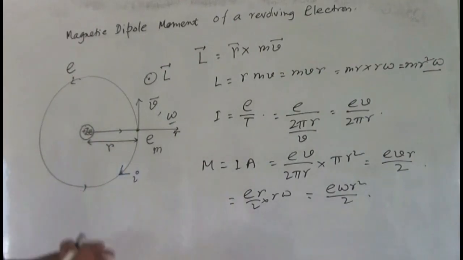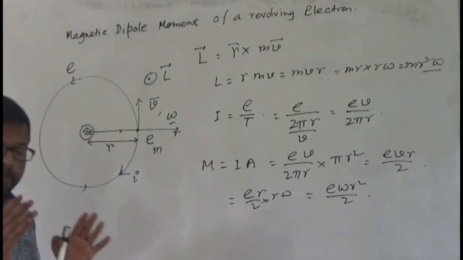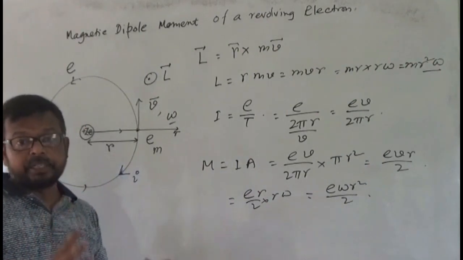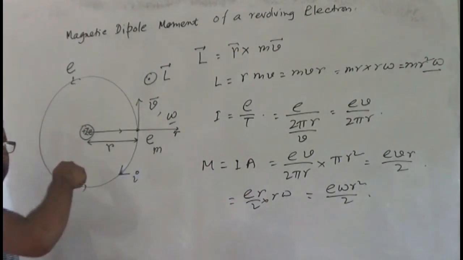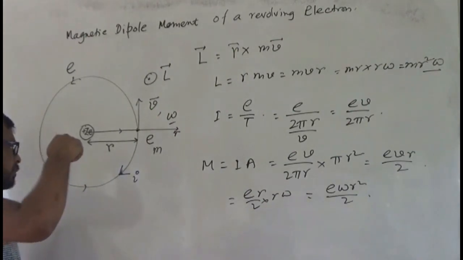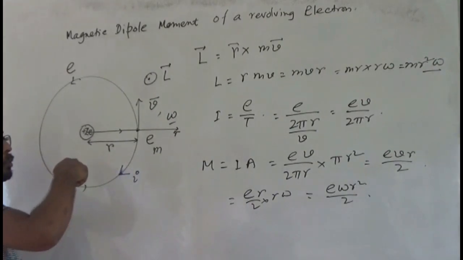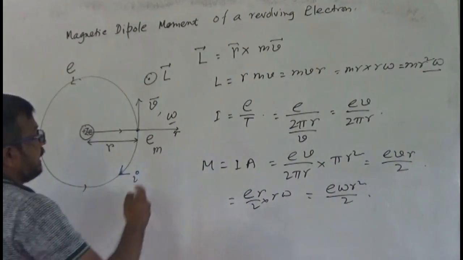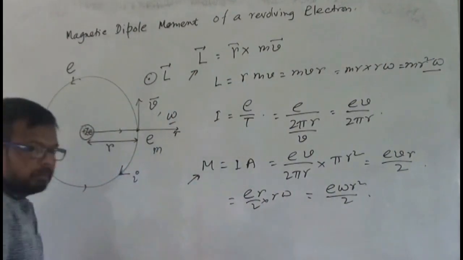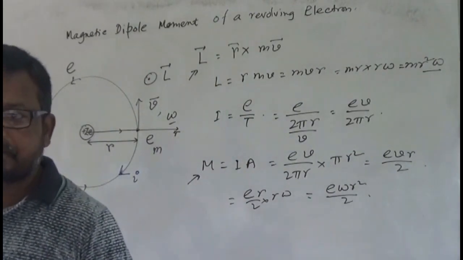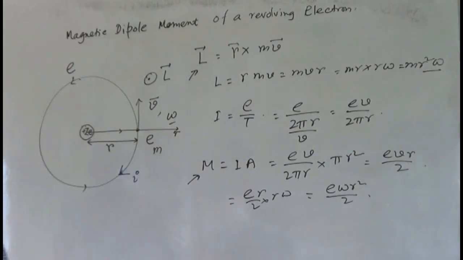Therefore, in that side there will be a north pole. Therefore, the magnetic moment direction is from south pole to north pole. That is, it is also perpendicular to the plane of the orbit, and it is inward, that is into the hole. Or we can say L and M are in opposite directions. The direction of magnetic moment is in the inward direction, that is, opposite to the angular momentum.